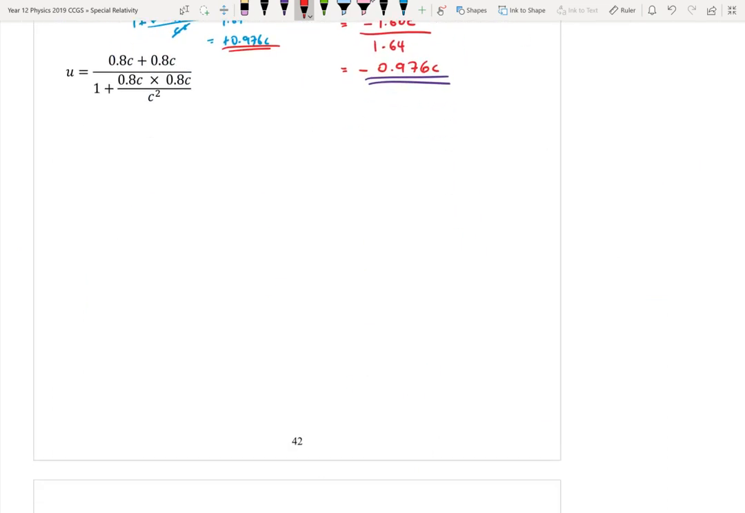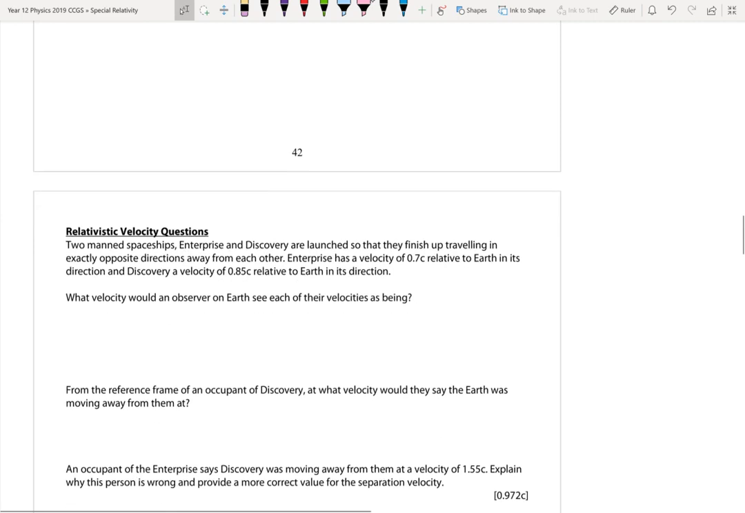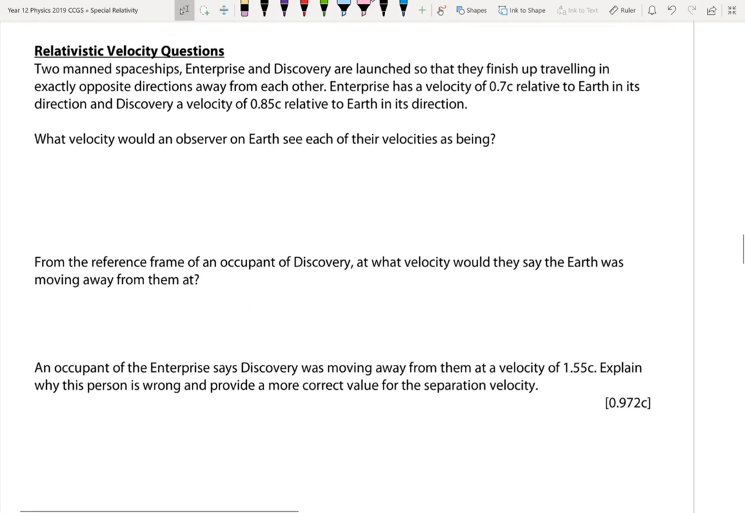Oh, why have I got such a large black block of paper there? Let's have a look here. I want you guys to have a crack at this question. Let's just scribble in what's going on.